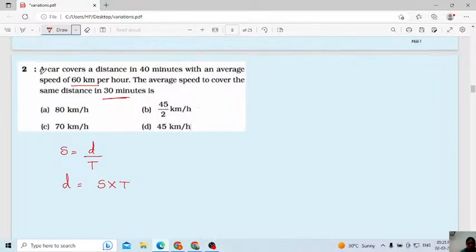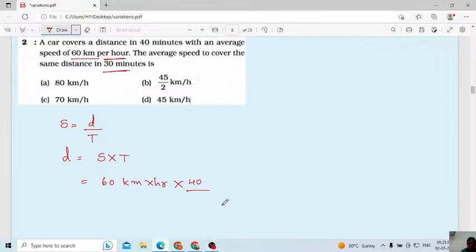Here a car covers a distance in 40 minutes with an average speed of 60 km per hour. Speed they are given how much? 60 km per hour. Then time is 40 minutes. But here you have to observe the unit. This speed is in kilometer per hour, which means this 40 minutes we have to convert in terms of hour.